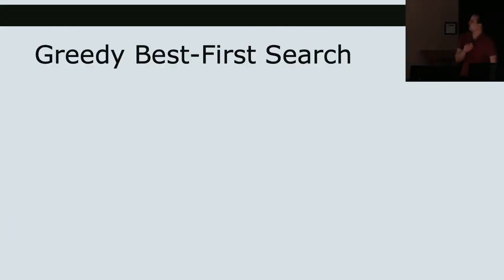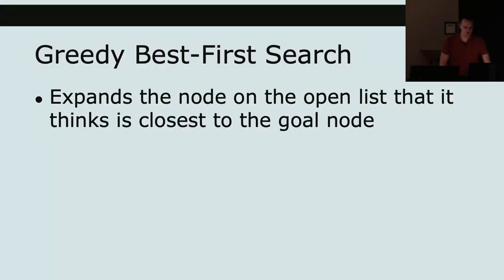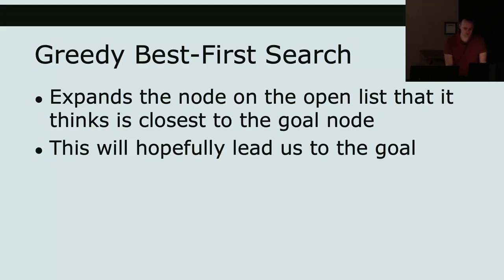So the first algorithm we'll look at is called greedy best first search. This is a type of best first search algorithm, and it's just greedy with respect to the heuristic. So this expands the node on the open list that it thinks is closest to the goal node. That's all that it does. So hopefully this will lead us to the goal faster.